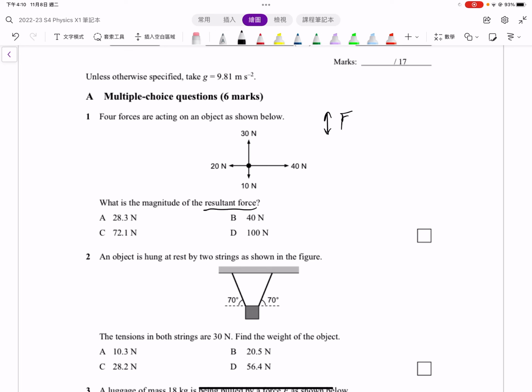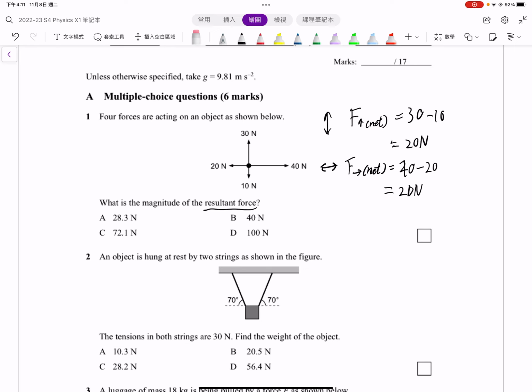The upward force is equal to 30 Newton and the downward force is equal to 10 Newton. If you want to find out the net force in this direction, it should be 30 minus 10, so it is 20 Newton. And then when you consider the horizontal component, it should be towards the right, and the magnitude should be 40 Newton minus 20 Newton, and also it is 20 Newton.